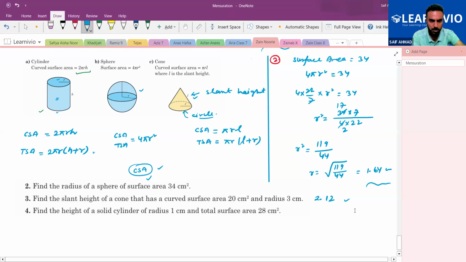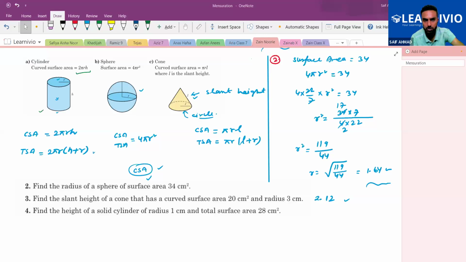No problem. Are you understanding the questions of the surface areas? Yeah. Now can we start the new topic? Yeah, we can start the new topic.